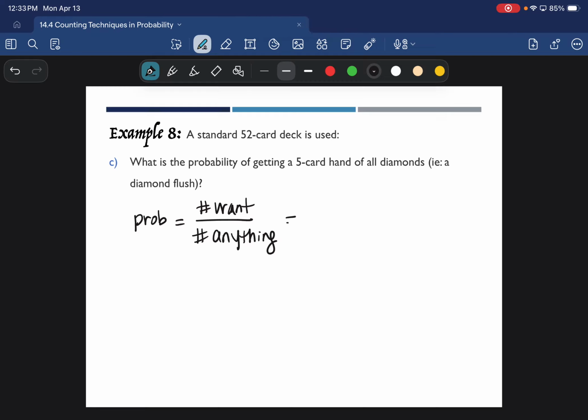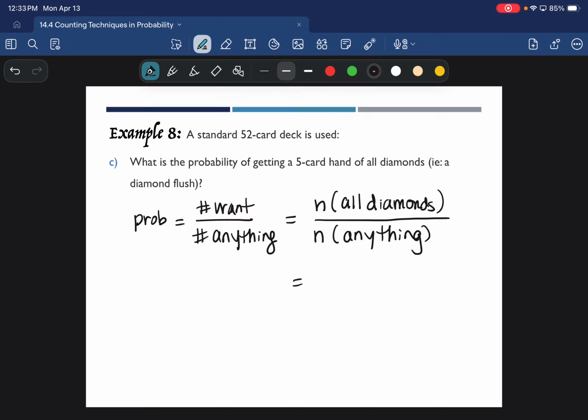So in this scenario, what we want is to get all diamonds. In fact, let me write it this way. This is the number of all diamonds, or you could say 5 diamonds if you wish. That's what we want. And on the bottom, it's the number of anything happening. I'm using that N to represent number of. And these are the values that we got on the previous 2 parts of the problem. There's 1,287 that are diamonds, and then there's 2,598,960 of anythings.